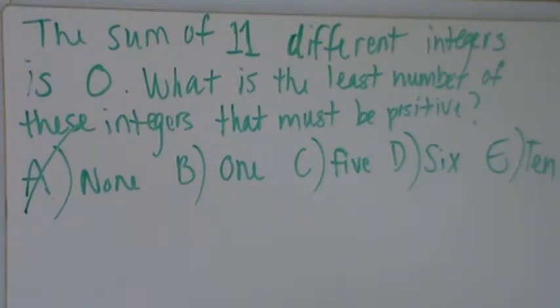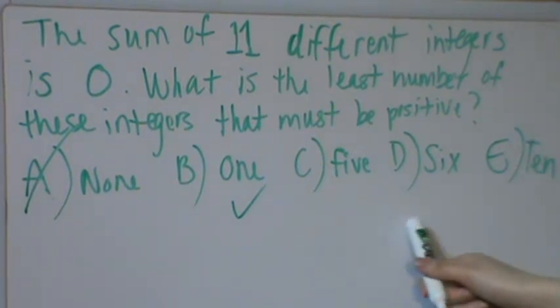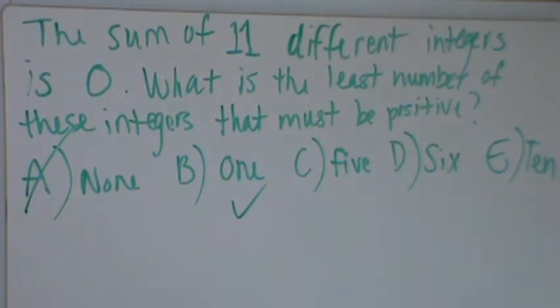Moving on to B, 1. This seems pretty logical, right? If you have a sum of 11 different integers, if you have 10 negative integers and they all add up to like negative x, and then you have one positive integer that is x, then they cancel out and bam, you have 0, right? So B is definitely valid. But we should again take a look at C, D, and E just to make sure.